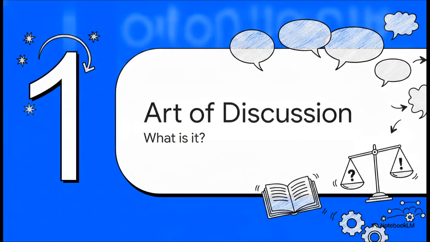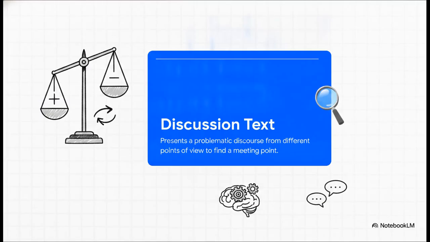All right, diving right into Section 1, the art of discussion. What is it? Fundamentally, a discussion text is one that takes a problematic issue, looks at it from different points of view, specifically the pros and the cons, and tries to find a meeting point. Now, what's really interesting here is what actually isn't stated.